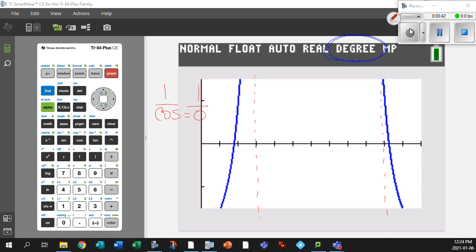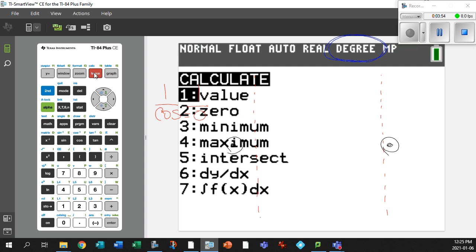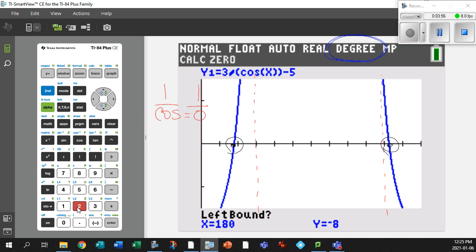Oh, lovely. Well, you don't have to worry about that right now because all you're interested in is what are these zeros here and here. That's it. So let's figure out what those zeros are. Second calc, find me the zero. I can't see anything. I got to clean this up.